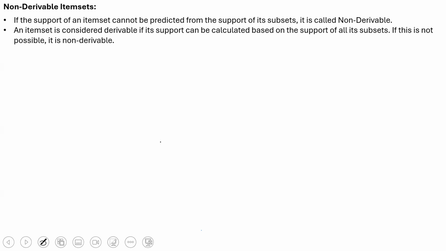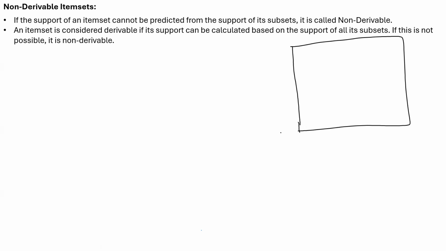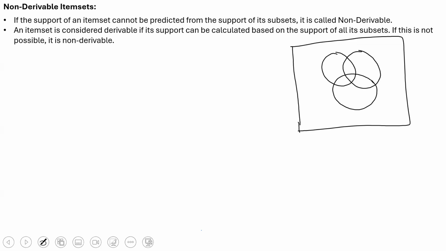Okay. Let me draw a simple diagram for you. Given a diagram, a Venn diagram, I would say. In this, I was given three transactions. Look at this similar to this. We have three transactions, three items.